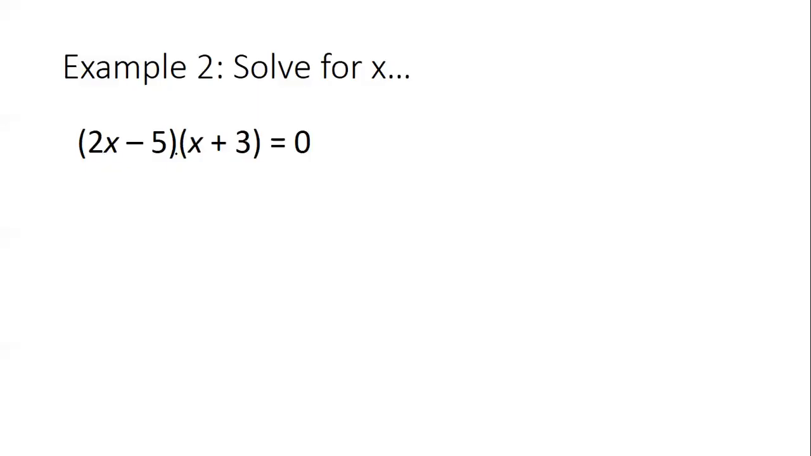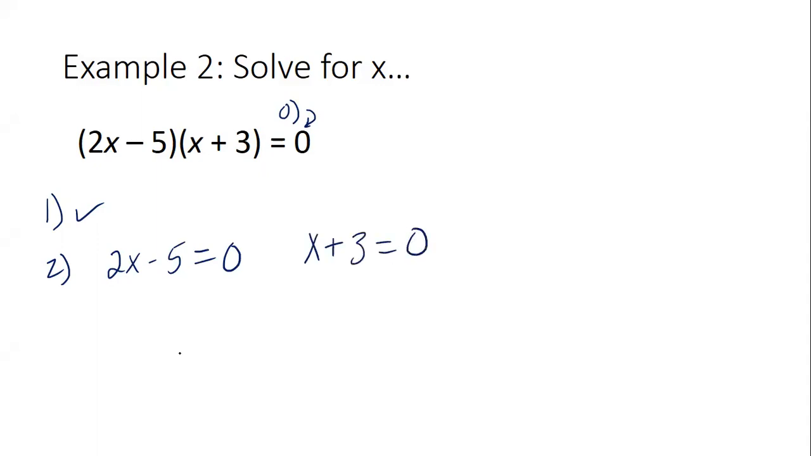Okay, so step 0 check. Is it ready to go? Boom. Is it fully factored? Yes. Step 2 is to separate the factors and set each equal to 0. So we have 2x minus 5 equals 0, and we have x plus 3 equals 0.